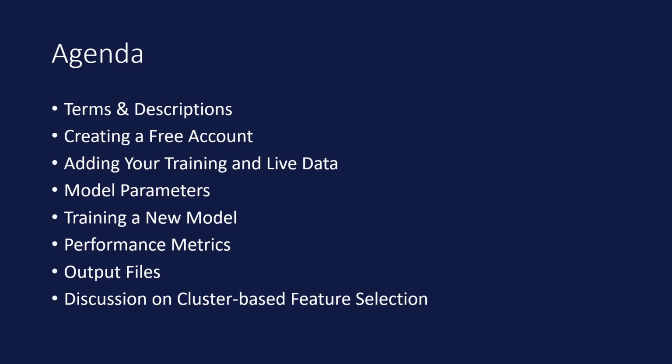An overview of the performance metrics like the F1 score, the AUC score, and the accuracy scores are also presented. The outputs that you can get from PredictNow are explained, which you can then use for your continuing analysis. And then lastly, Radu discusses the new cluster-based feature selection.